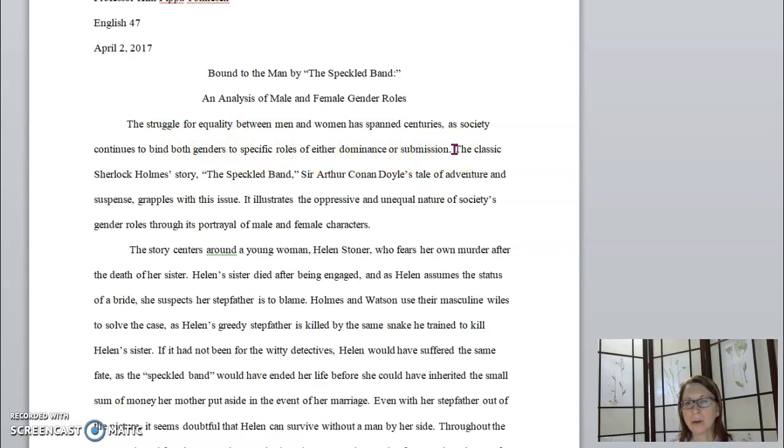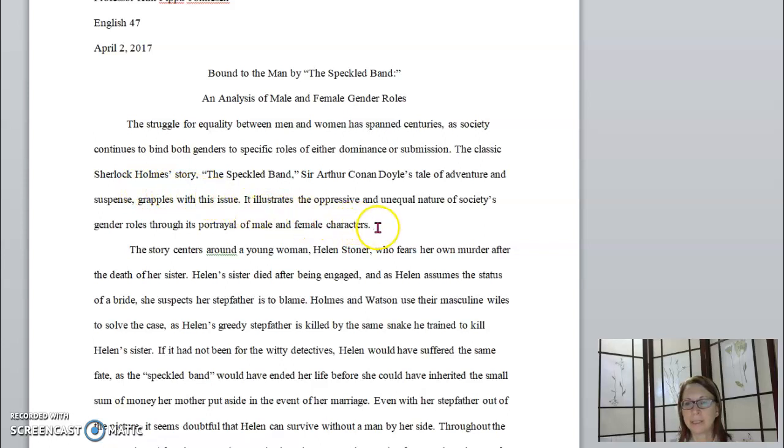The classic Sherlock Holmes story, The Speckled Band, Sir Arthur Conan Doyle's tale of adventure and suspense, grapples with this issue. So you can see she's bridging here, and she's also introducing the title of the story and its author.